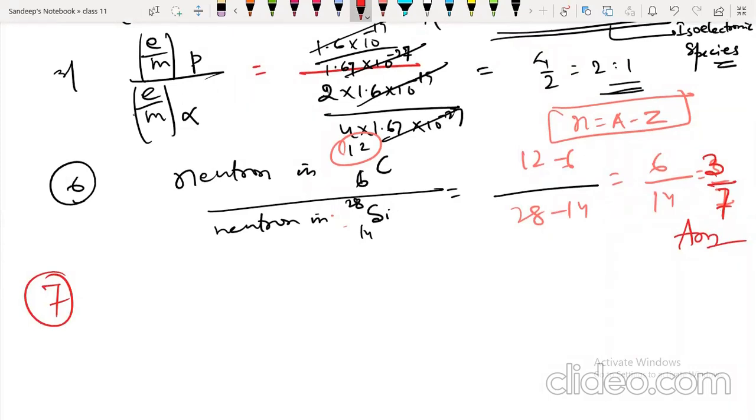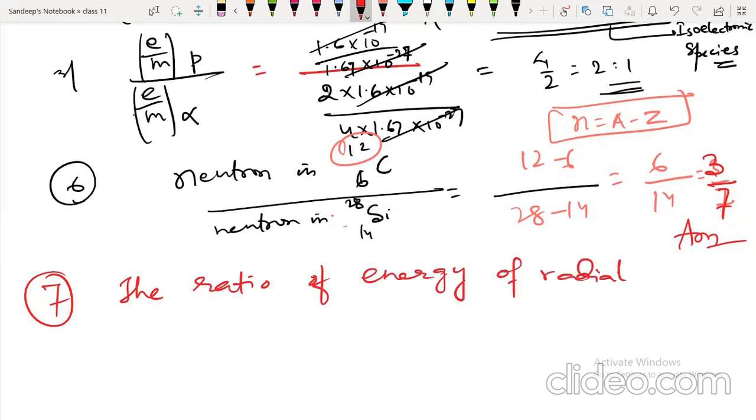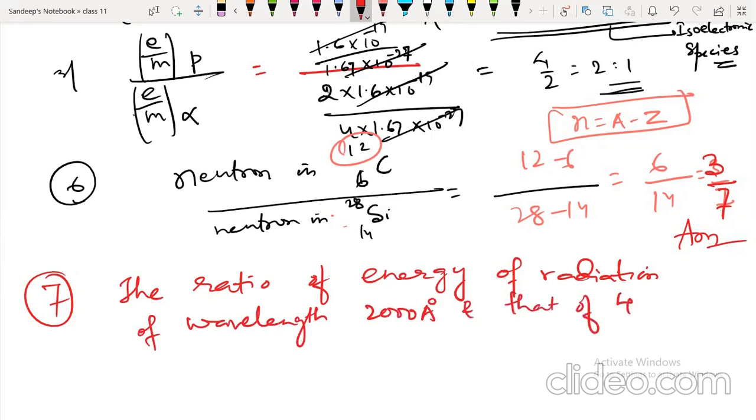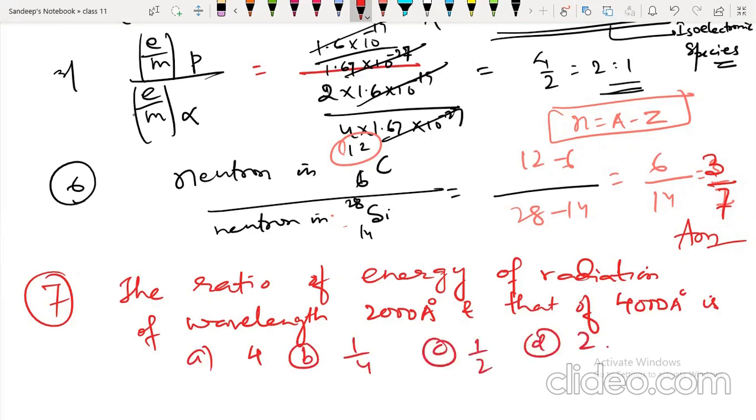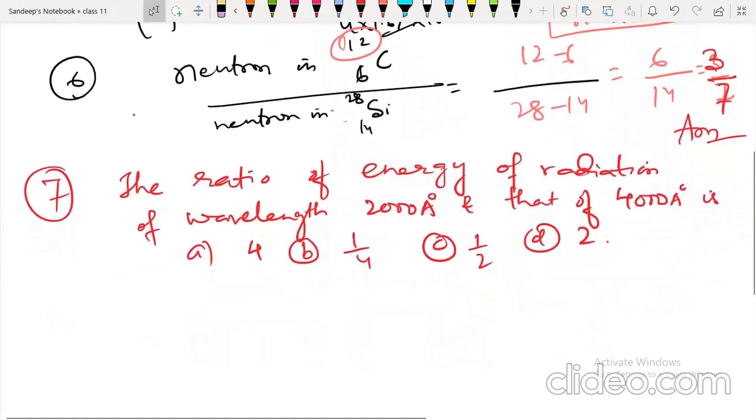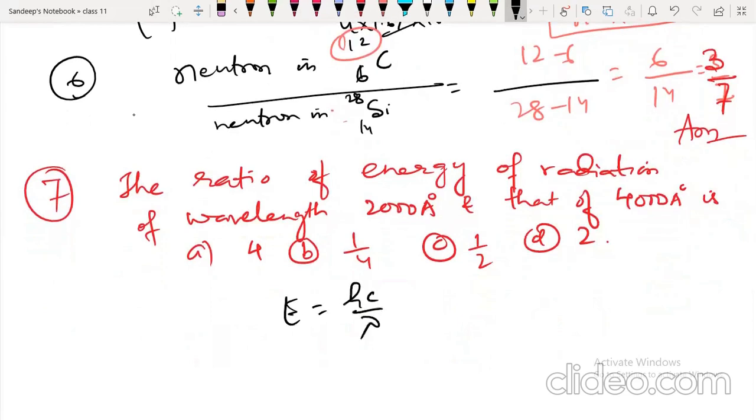You are given the ratio of energy of radiation of wavelength 2000 angstrom and that of 4000 angstrom is. So I'm giving you the options: 4, 1 by 4, 1 by 2, 2. Tell me which formula you will use and how to solve it. E is equal to HC by lambda. Yes, E equal to HC by lambda. This formula you will use.